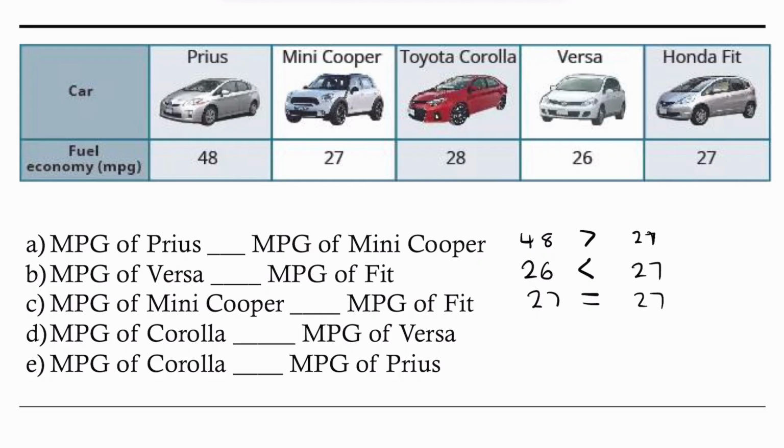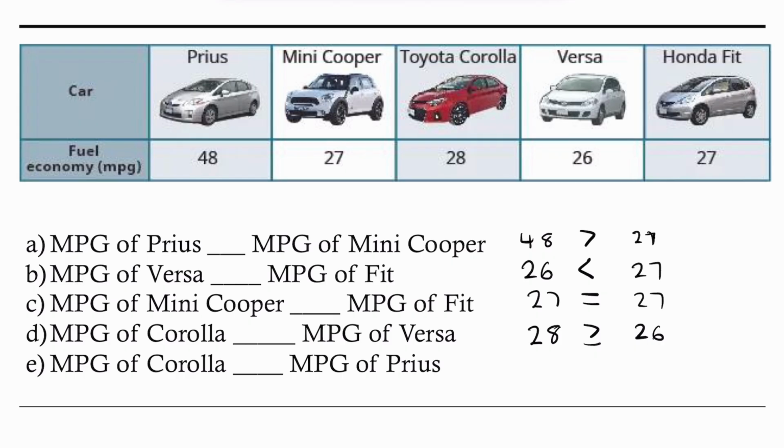The Corolla has 28 and the Versa has 26. So in this case, just to be complete, we'll use the greater than or equal to sign. And so we know that 28 is greater than or equal to 26. In this case, it happens to be greater than, but it only has to be greater than or equal to, so one or the other.